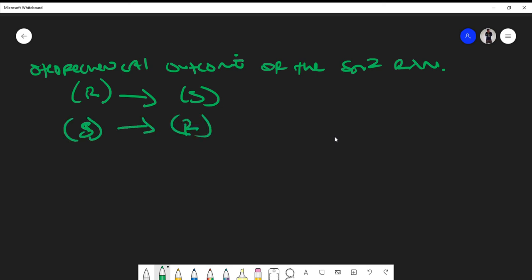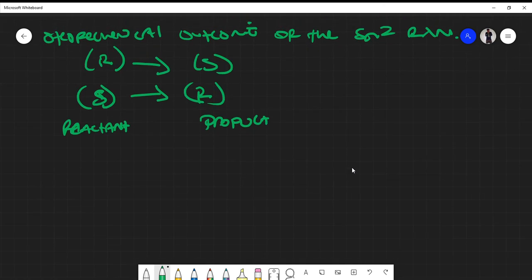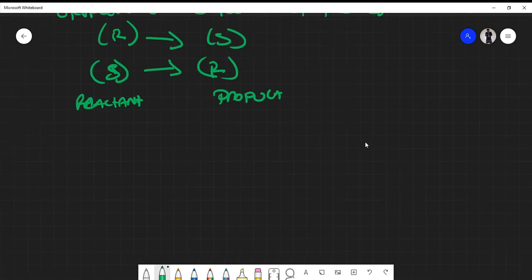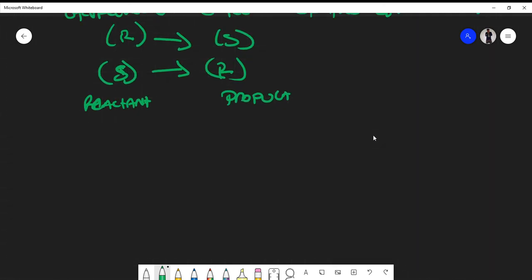Now, all these on this side will be my reactant, and this side will be my product. So all I'm saying is that the chiral center of interest changes when you do the reaction. Right? So let's do an example. Let's say we have this molecule.